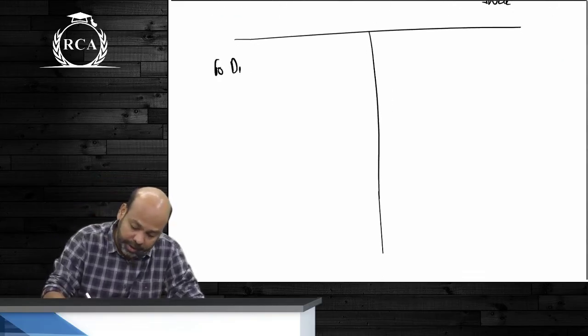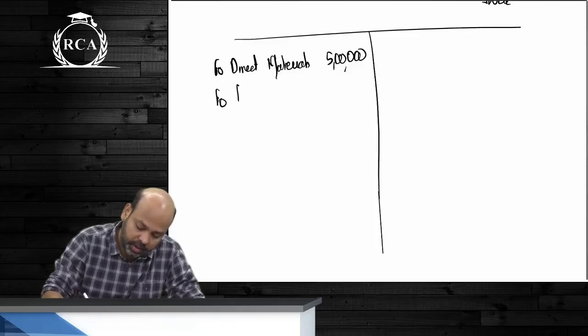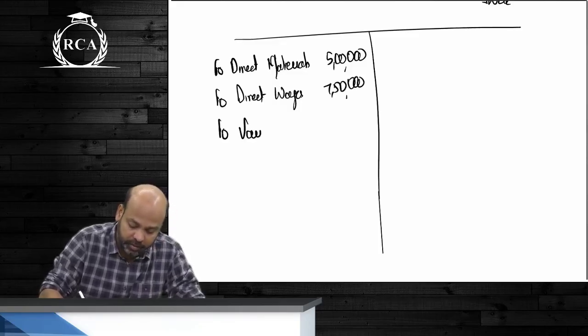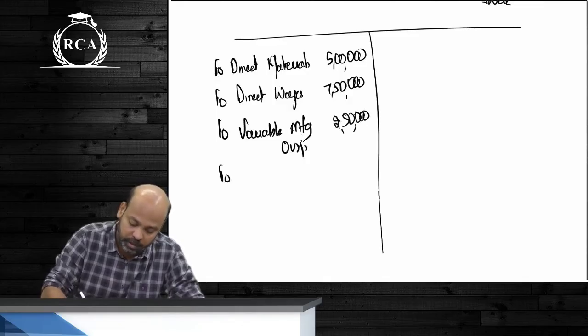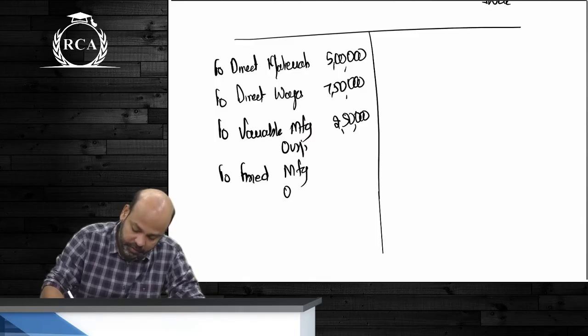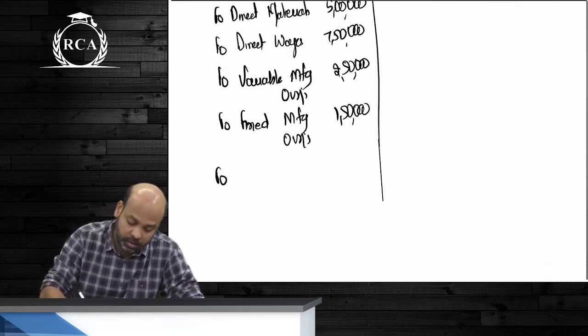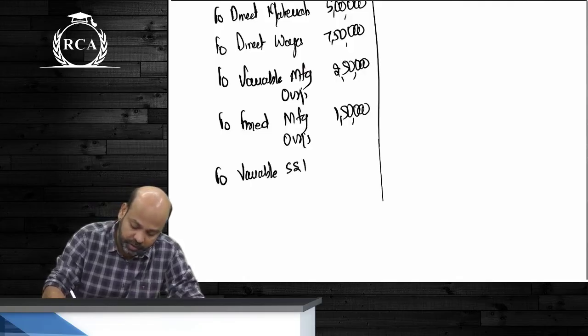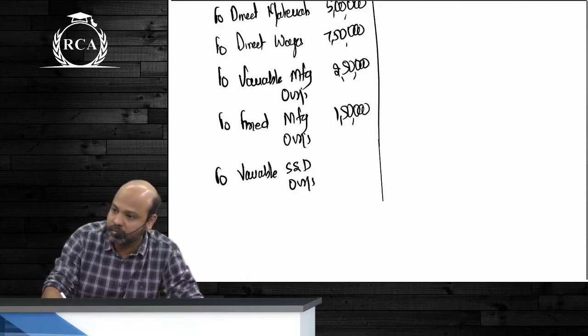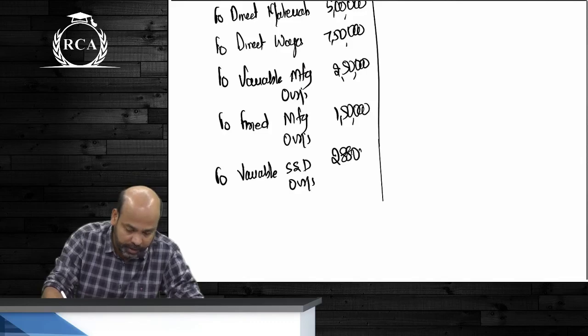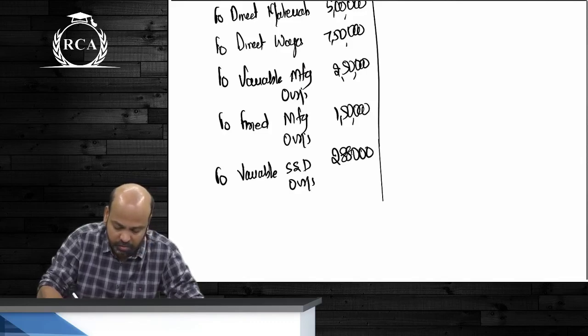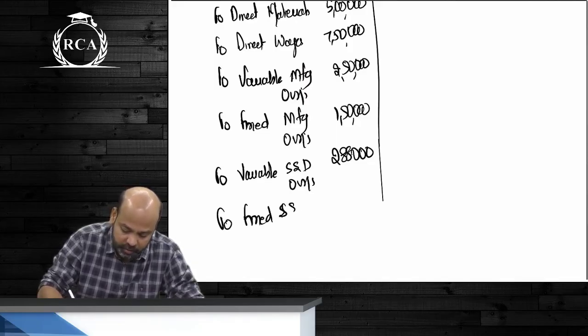Below that, direct materials 5 lakhs, direct wages 7,50,000, variable manufacturing overheads 2,50,000, fixed manufacturing overheads 1,50,000, variable selling and distribution overheads 2,88,000, fixed S&D 1,12,000.